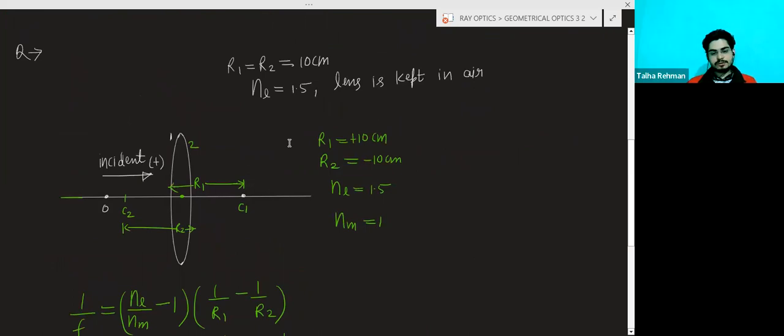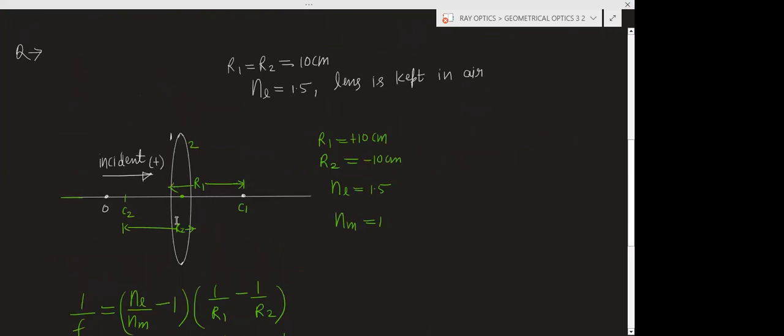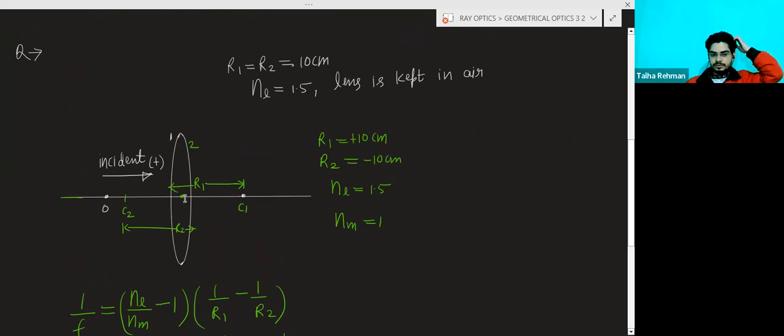So in the starting also I told you about R1 and R2. For this surface, this is R1, and for this surface, this is R2.